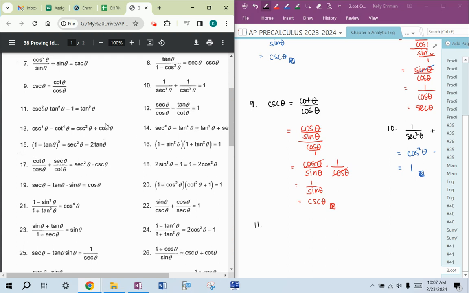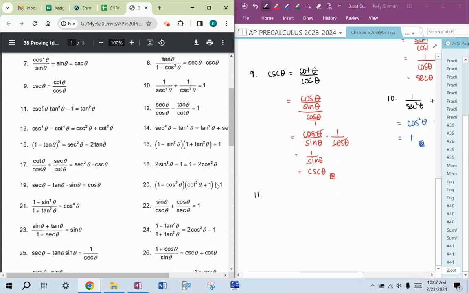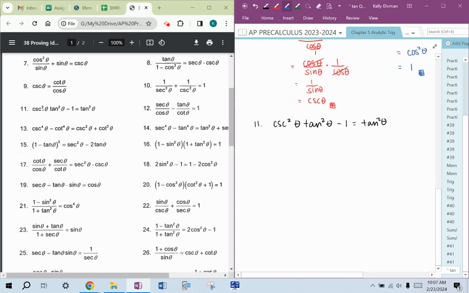All right, this group we're going to do 11 through 20. So starting with number 11, we've got cosecant squared theta times tangent squared theta minus 1 equals tangent squared theta. All right, so I'm going to start on the left side, more complicated.